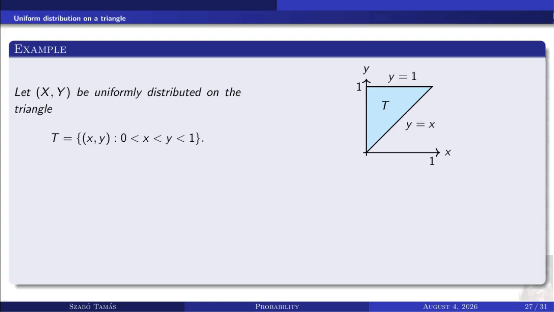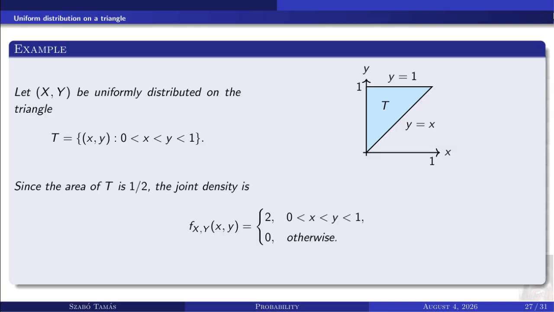Finally, we compute covariance and correlation for a continuous random vector. Let (X, Y) be uniformly distributed on the triangle T given by 0 < x < y < 1. Since the area of T is 1/2, the joint density is 2 on T and 0 outside T. We compute Cov(X, Y) and Corr(X, Y).